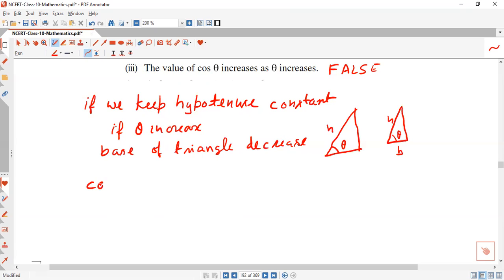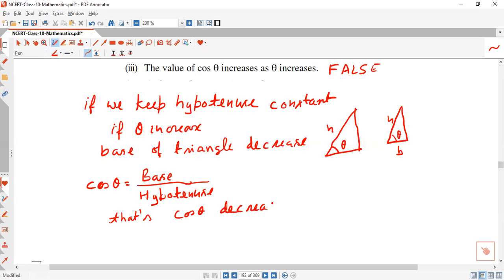And you know, cos theta is defined as base upon hypotenuse. That's why cos theta decreases as theta increases.